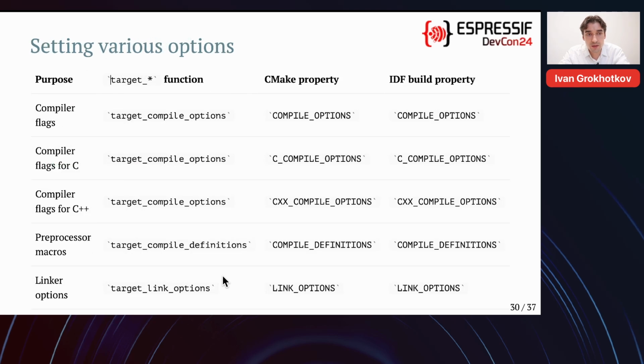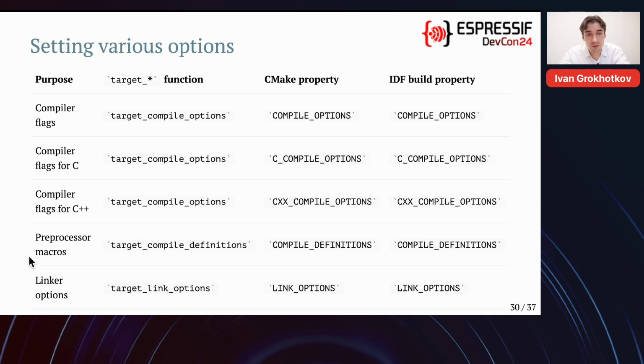In addition to adding compiler flags, we can add other compilation definitions. For example, we can add preprocessor macros. For this, we could use target compile definitions if we're adding those macros for the component, or we can use compile definition CMake property together with set source file properties if we are doing just for a single source file, or we can use IDF build property with the same name with IDF build set property if we're doing this for the entire build.